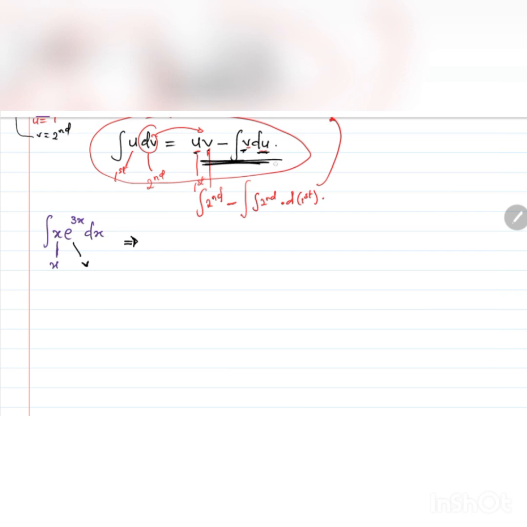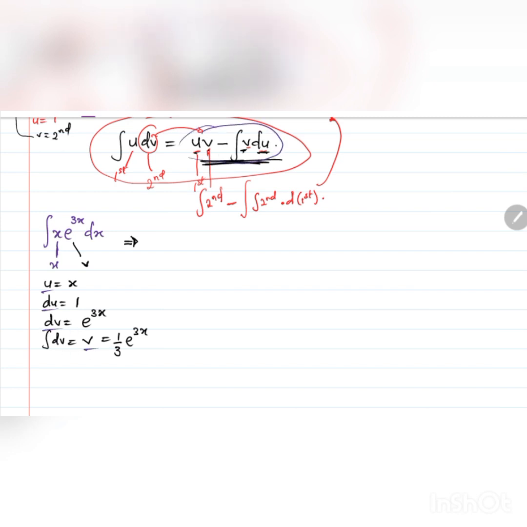Minus the integral of, you integrate the second function, then differentiate the first function. So what are those things I really need? I'll need to differentiate my u. If u is equal to x, then du gives us 1. And if dv is equal to exponential 3x, if I integrate dv it gives me v, which is 1 over 3 exponential 3x.